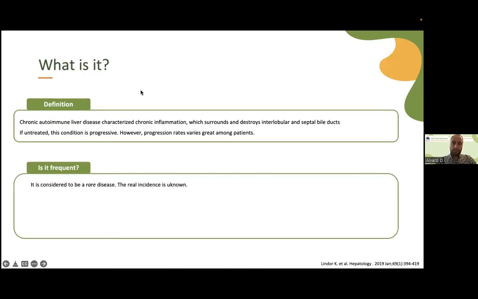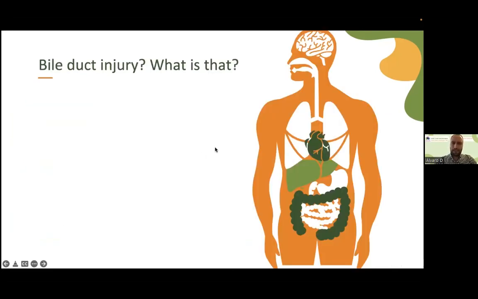Well, in fact, it is not frequent. It's considered to be a rare disease. The real incidence is unknown, and what we know is that the prevalence is 4 times higher in women than in men. So, bile duct injury, what is that?